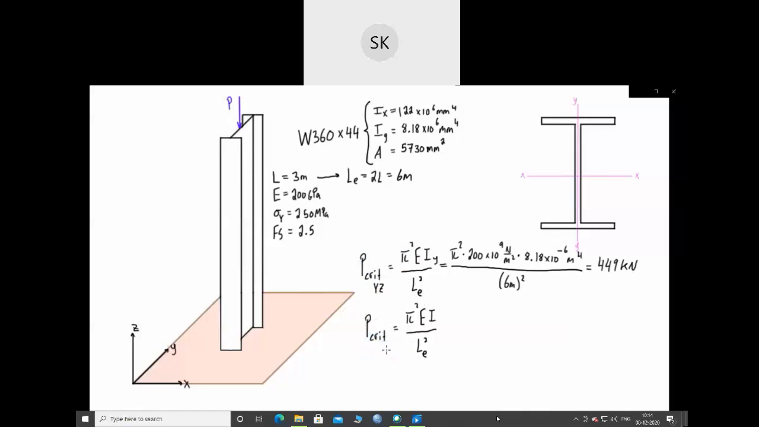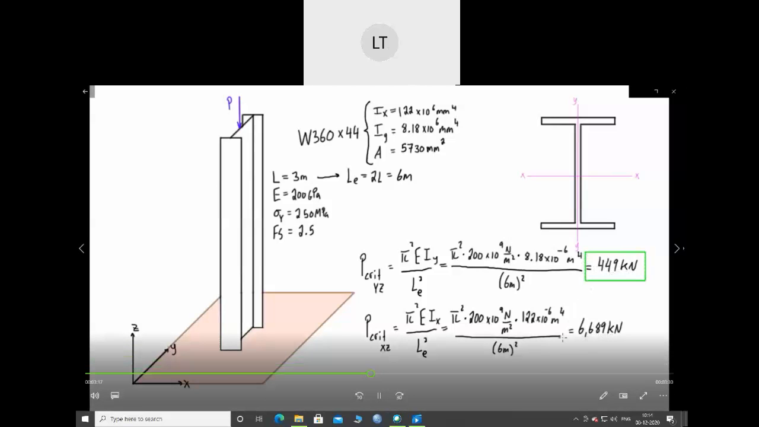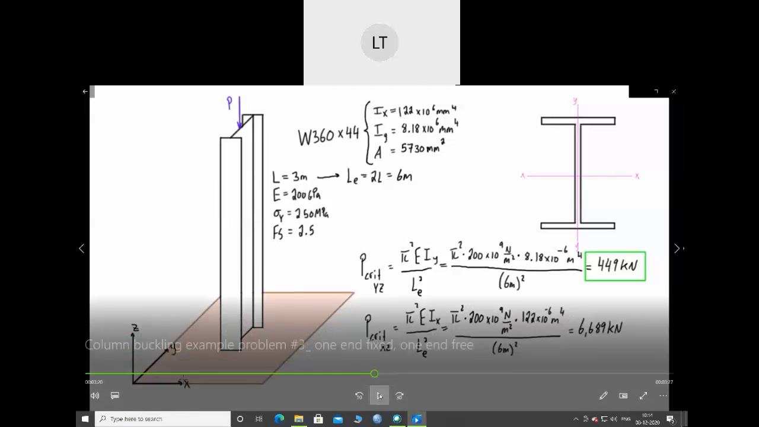We'll just change our subscripts here. We're looking for the P critical for buckling in the XZ plane, so we use the moment of inertia about the x-axis and give it that subscript. If we plug all of that in, we find that our P critical for buckling in the XZ plane is 6,639 kilonewtons. So the actual P critical for buckling in this case is going to be 449 kilonewtons, because obviously we'd have to go all the way up to 6,000 to reach buckling in the X direction.